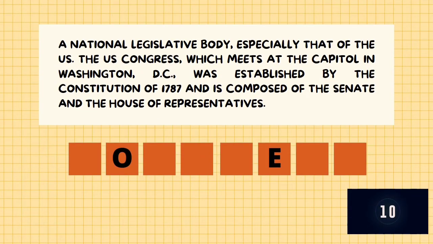And lastly, a national legislative body, especially that of the U.S. Congress, which meets at the Capitol in Washington, D.C., was established by the Constitution of 1787 and is composed of the Senate and the House of Representatives. Your 10 seconds starts now. Time's up. And the correct answer is Congress.